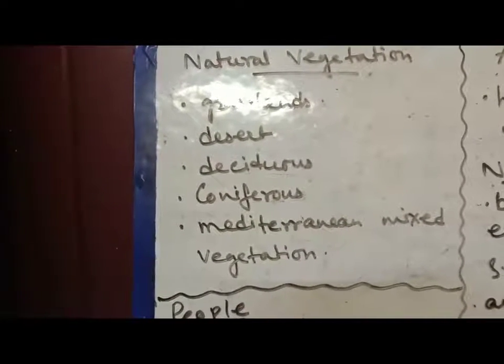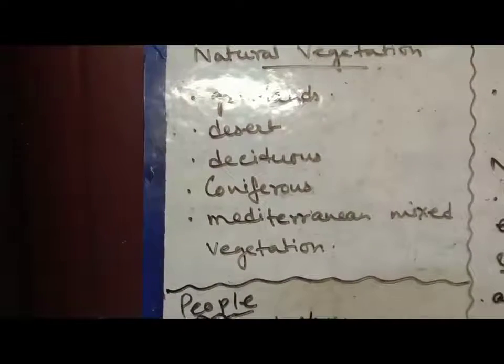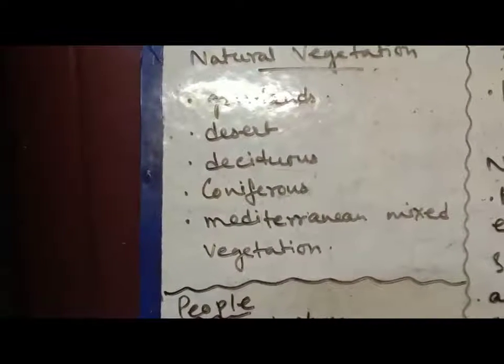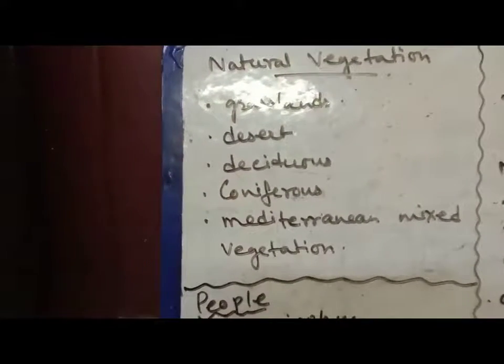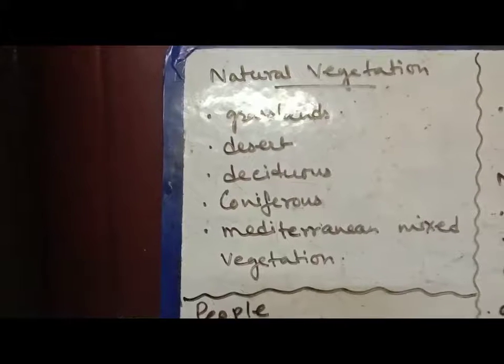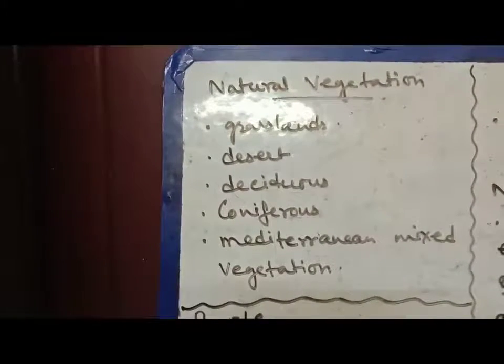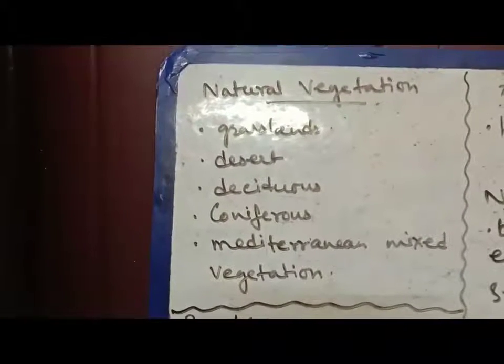Number 3 is deciduous. Deciduous means deciduous kinds of trees. What is the meaning of deciduous? You know that these kinds of trees generally shed their leaves at a particular time of the year, like oak, maple, beech, elm.